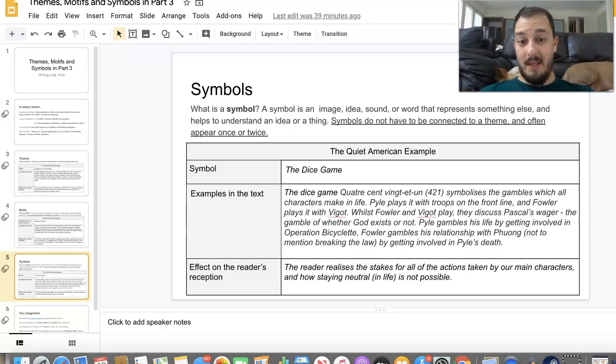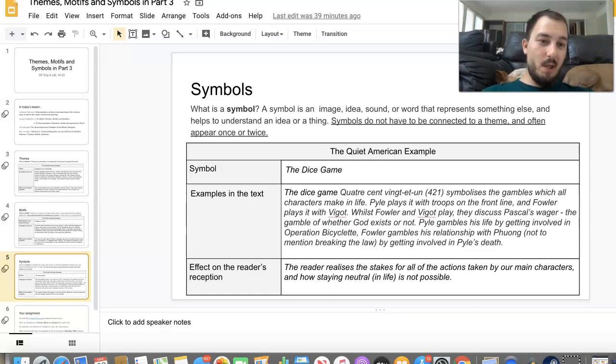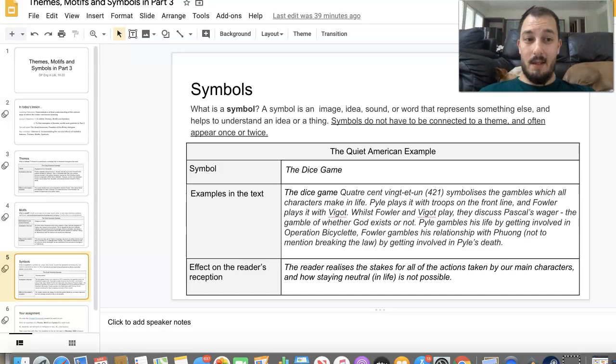For example, the dice game, quatre-cent-vingt-et-un, which symbolizes the gambles that all the characters take during the novel and in their lives. When Fowler and Vigot play it, they're discussing Pascal's wager, and all the characters gamble. At some point, Fowler gambles his relationship with Phuong, and indeed his civil liberty, by getting involved in Pyle's death.